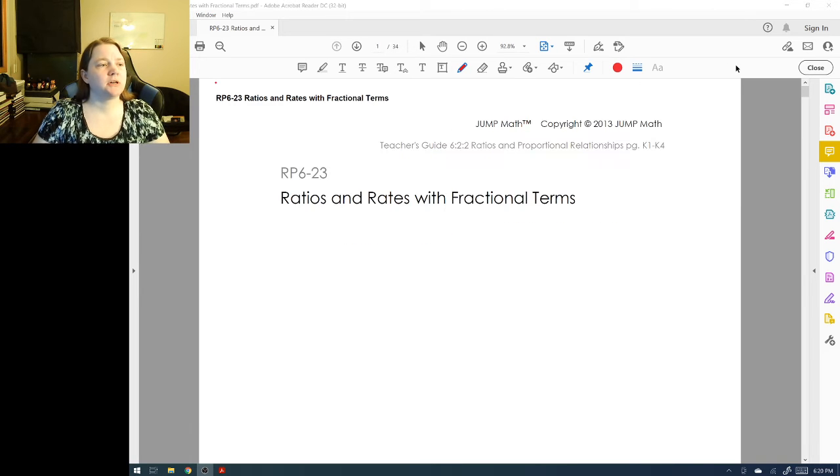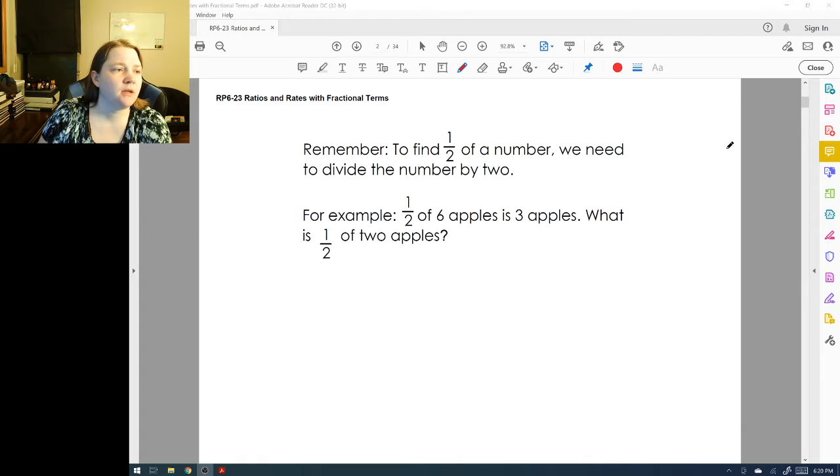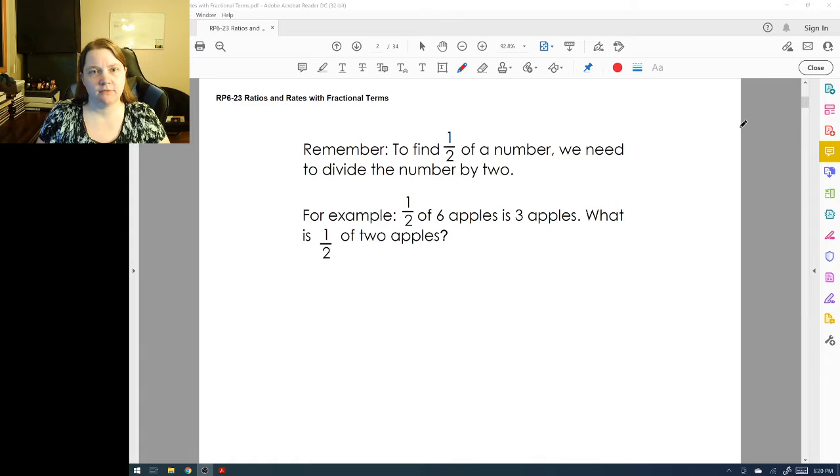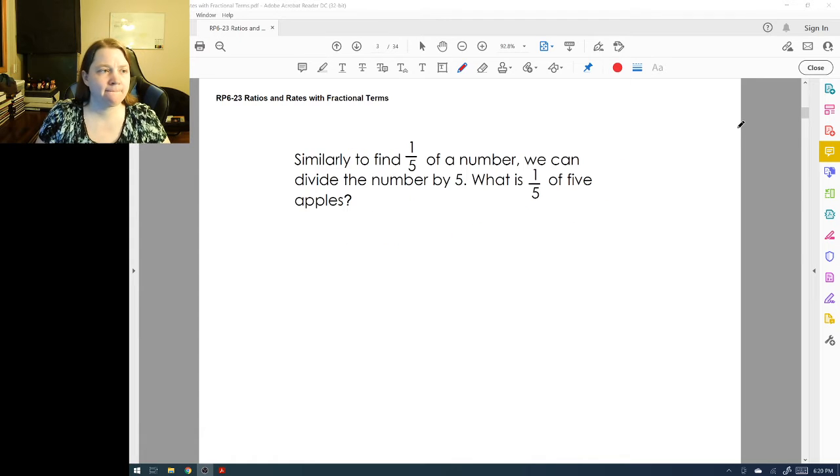This video is going to talk about ratios and rates with fractional terms. Remember that to find 1/2 of a number, we need to divide that number by 2. For example, 1/2 of 6 apples is 3 apples. What is 1/2 of 2 apples? Well, 1/2 of 2 apples is 1.